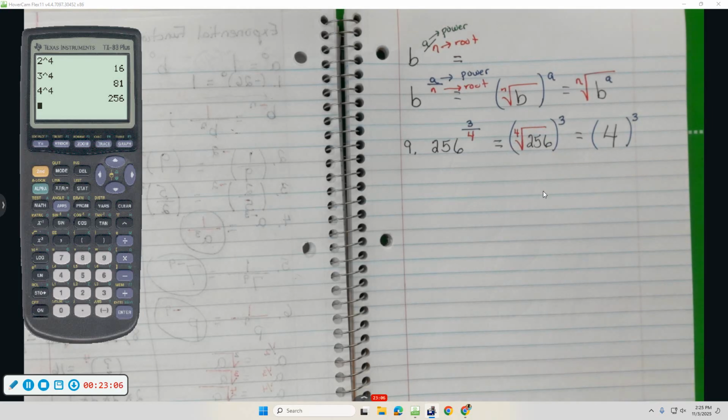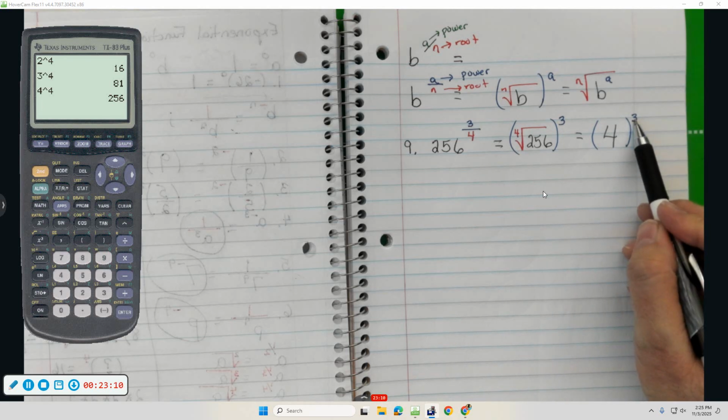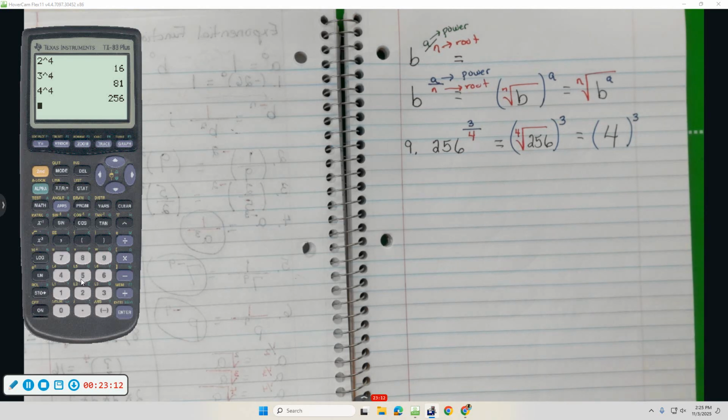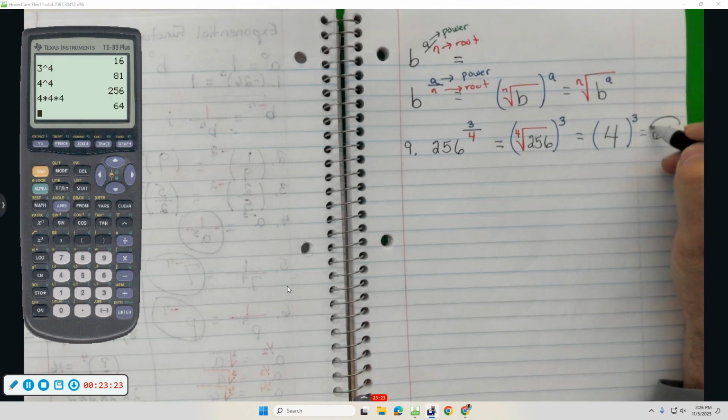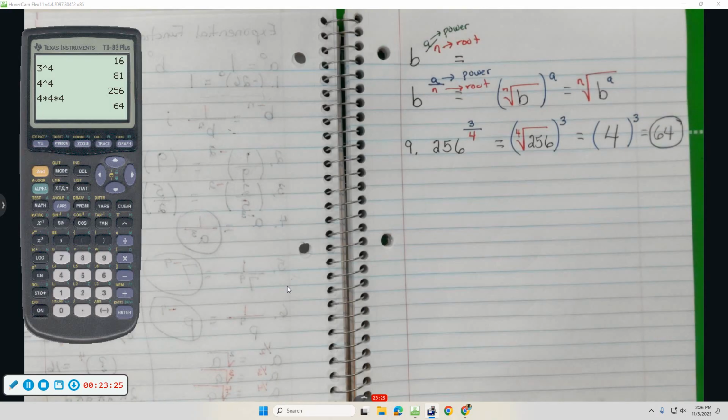Now don't say 12. What's 4 cubed? 4 times 4 times 4. 4 times 4 is 16. 16 times 4, 64. Could you punch that into your calculator?